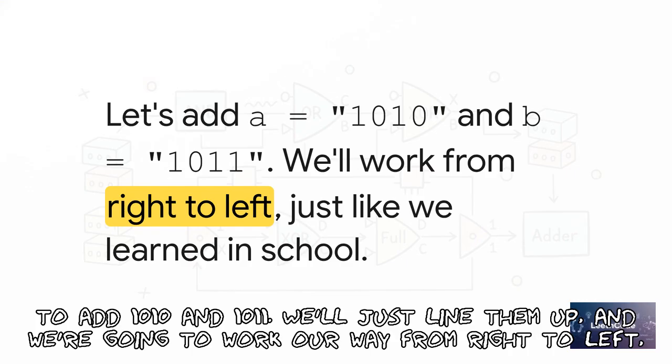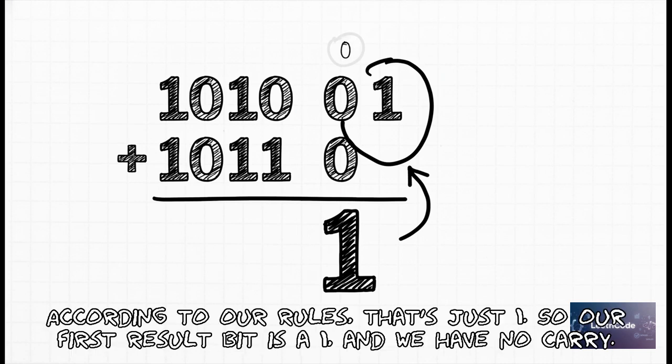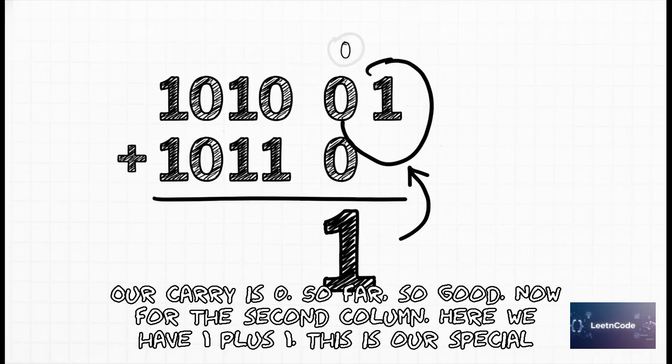All right, let's work through this one together. We're going to add 1010 and 1011. We'll just line them up, and we're going to work our way from right to left, column by column. Okay, step 1. The column on the far right, we have a 0 plus a 1. Easy peasy. According to our rules, that's just 1. So our first result bit is a 1, and we have no carry. Our carry is 0. So far, so good.